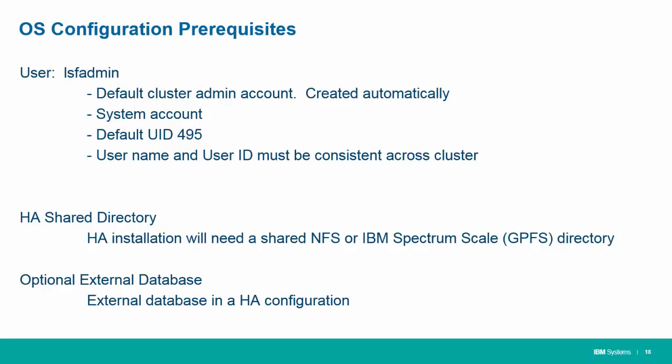If you are using HA, we will need a shared directory that can be NFS or Spectrum Scale, and we'll use it to store the configuration and work directories. Optionally, you can have an external database for, again, an HA configuration.